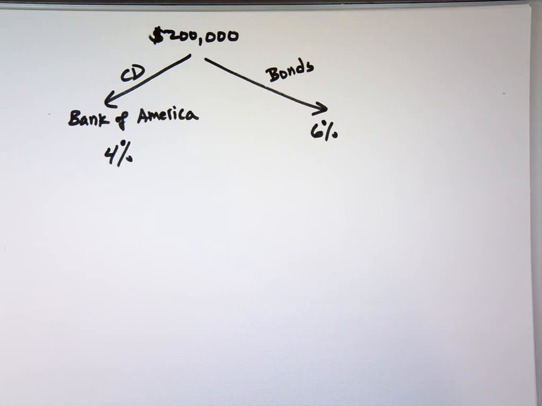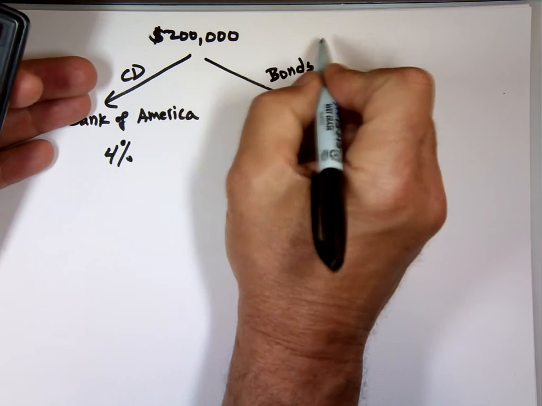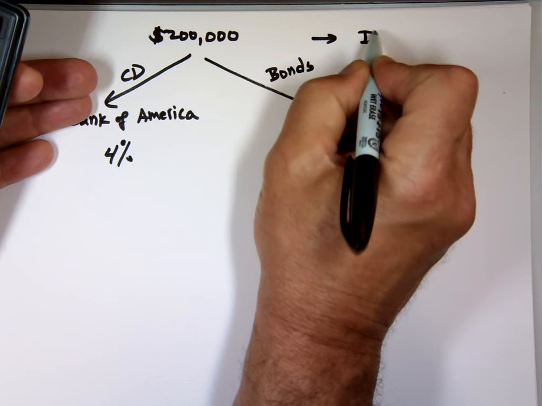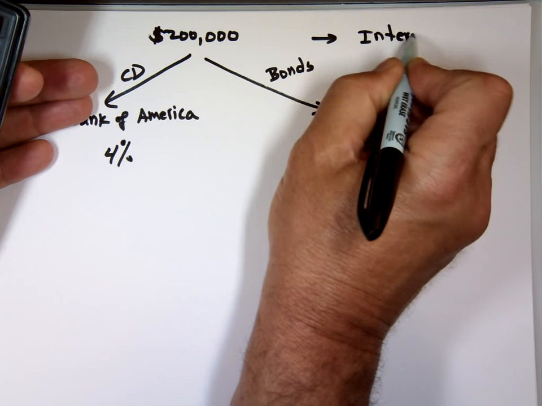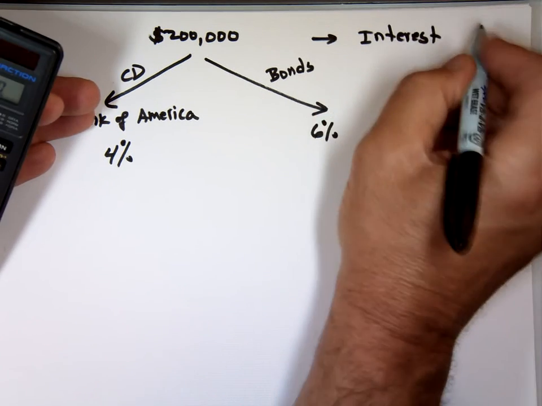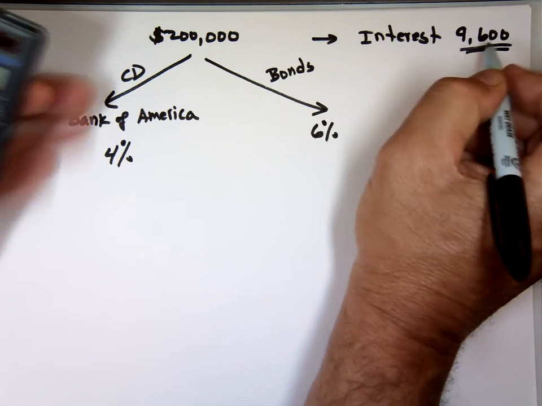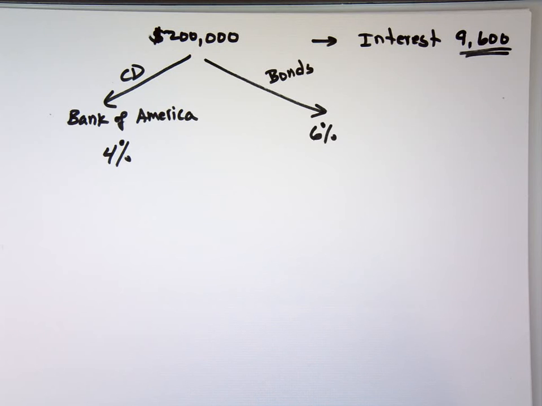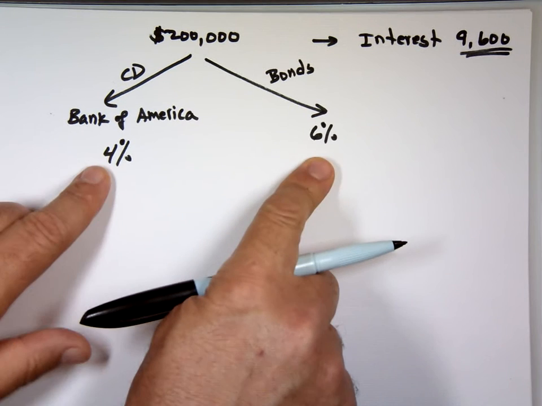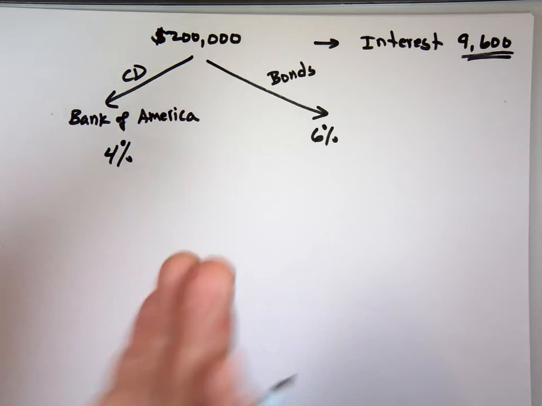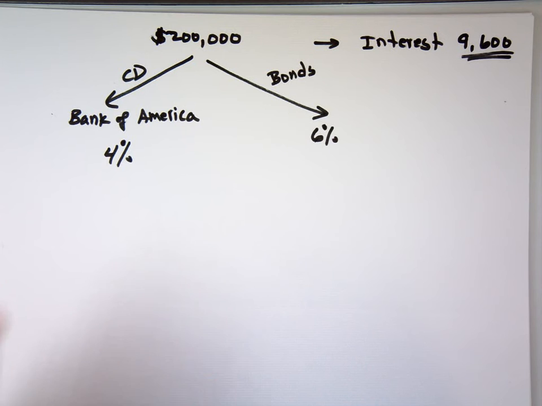And your goal, you say, you know what? My goal is to get interest at the end of the year equal to $9,600. That's what you want. Maybe you've got a car payment, maybe a house payment at the end of each year of $9,600. Your goal is to put that money in a bond and CD at 6% and 4%, so that at the end of the year, you're going to collect $9,600 worth of interest.